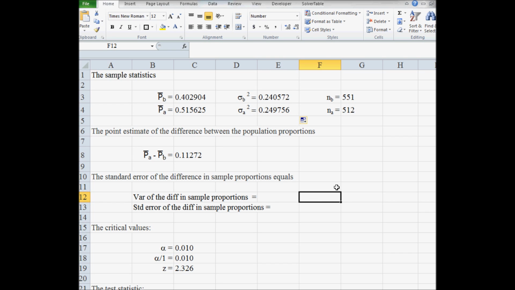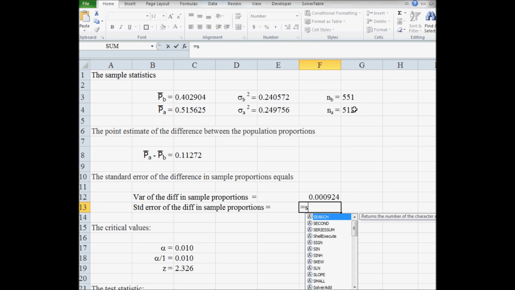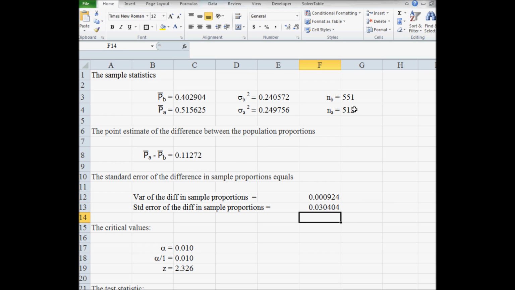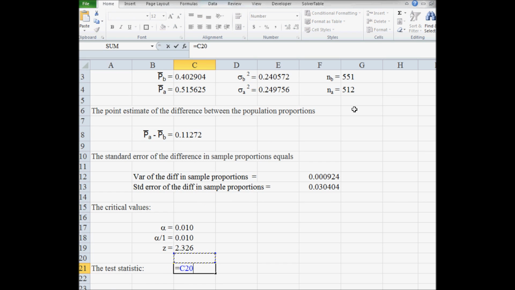The variance of the difference in sample proportions is the sigma squared that corresponds to the before sample divided by the corresponding sample size plus the sigma squared that corresponds to the after sample divided by the after sample size. The standard error is the square root of the thing we just calculated. The test statistic is equal to the point estimate of the difference in proportions divided by the standard error.